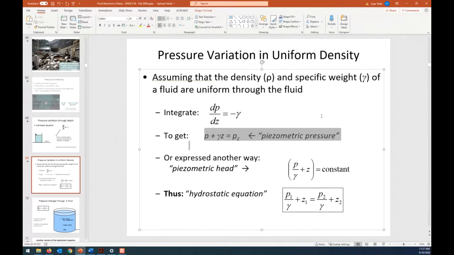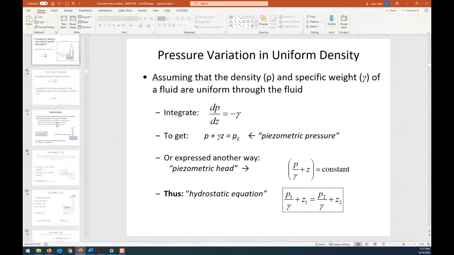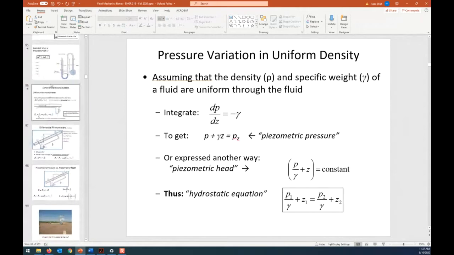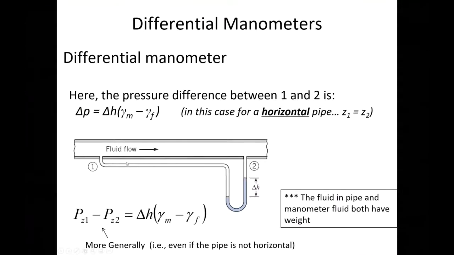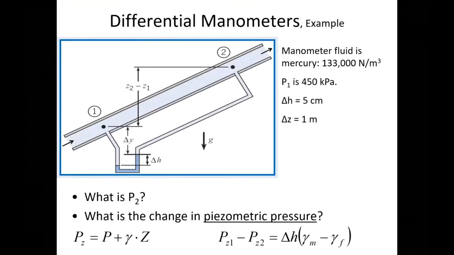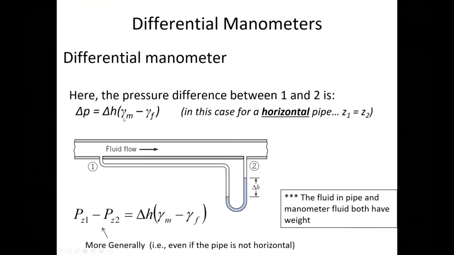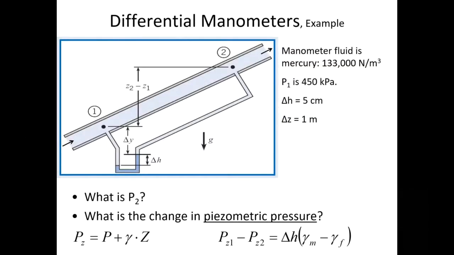Okay, so here's where we were talking about piezometric pressure previously. The piezometric pressure at any particular location is the pressure plus gamma z. Now what we're saying as we apply it to a differential manometer is that between two locations, if you know the elevation of both of them, so if Z1 and Z2 are the same, then the pressure change is going to be measured by delta H times the difference in specific weights. If it's inclined, then it's not going to be this simplified formula for delta P. We have to use the full version of the change in piezometric pressure if we have an inclined differential manometer.